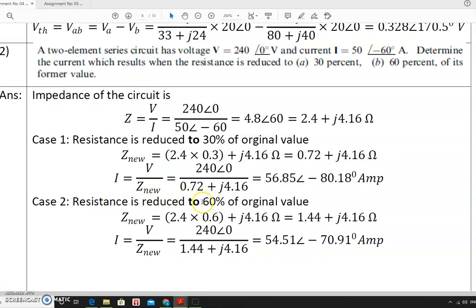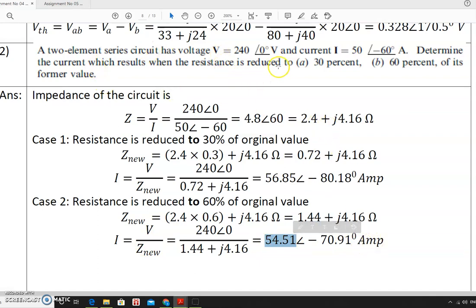Similarly, the resistance is reduced to 60%. It means 2.4 into 0.6 plus j4.16. The reactance remains the same, only the resistance is reduced. So the new current will be 54.51 at an angle of minus 70.91.